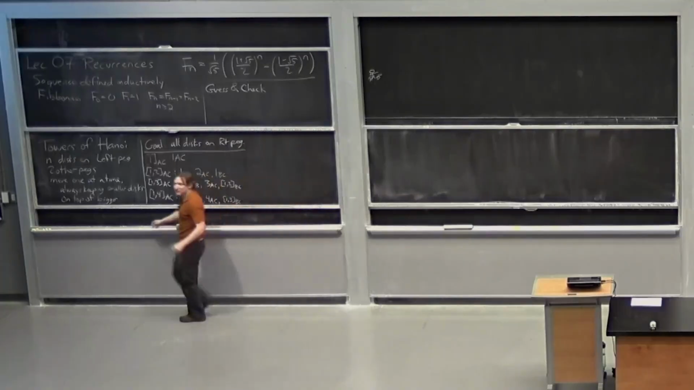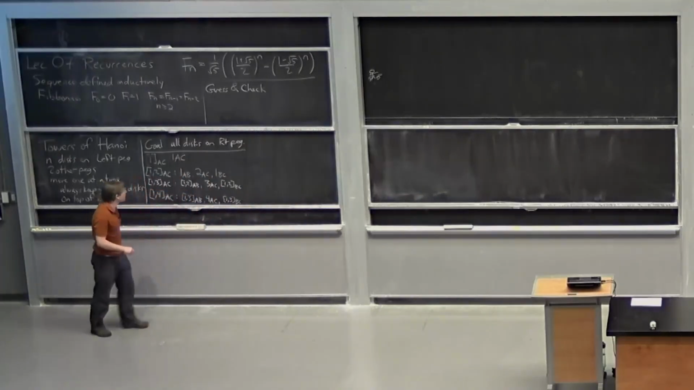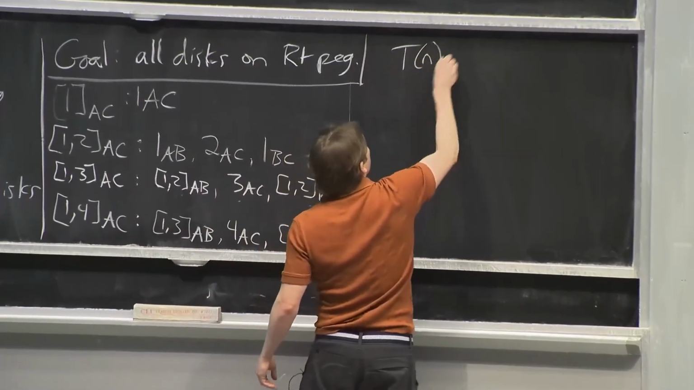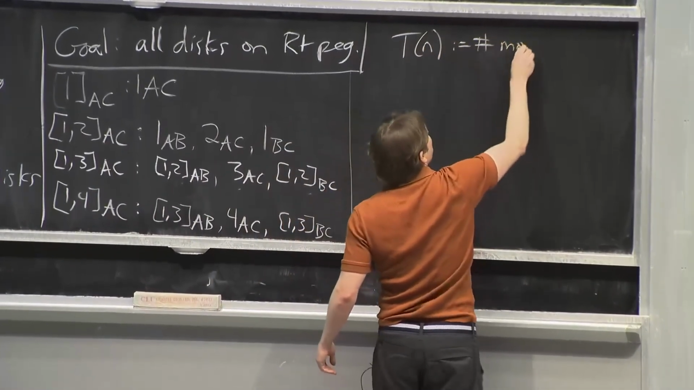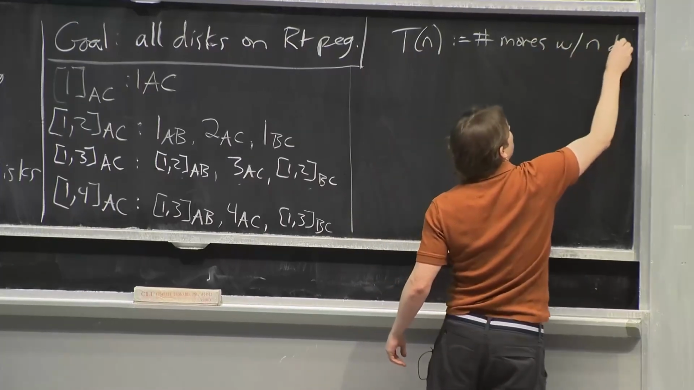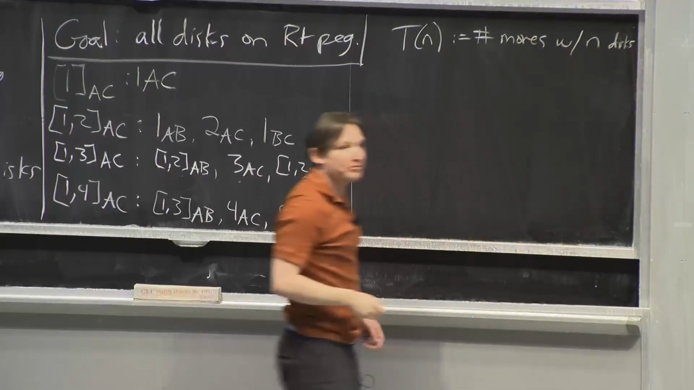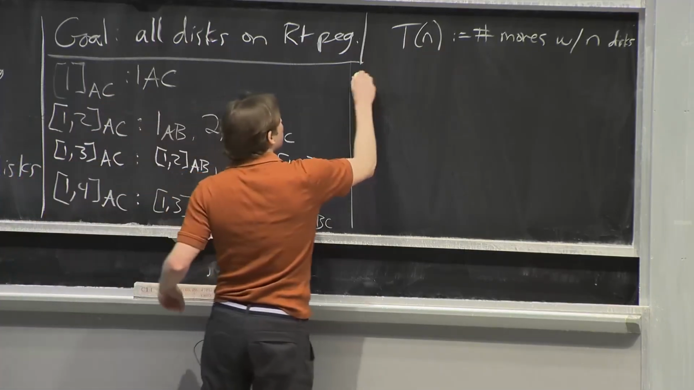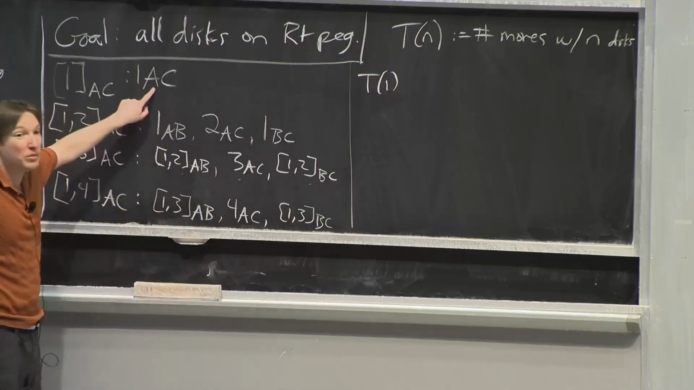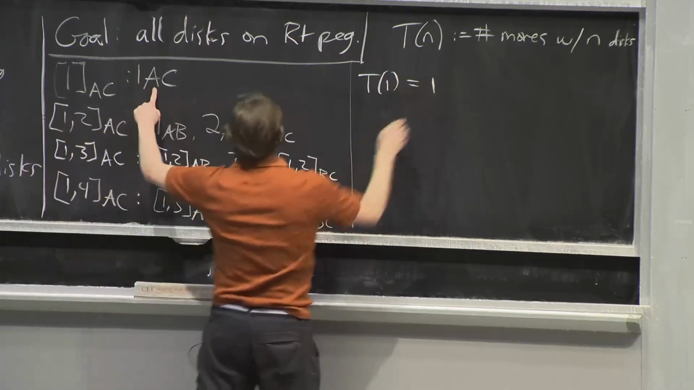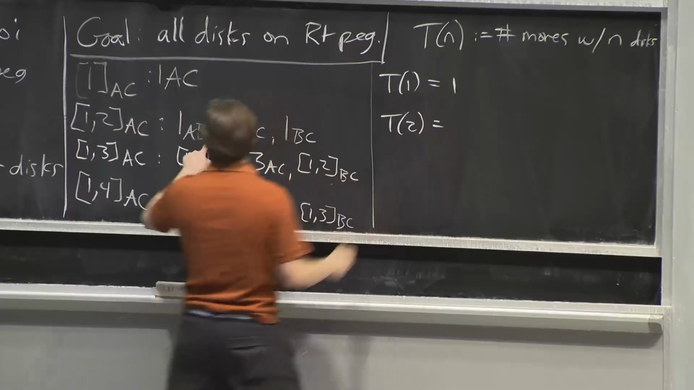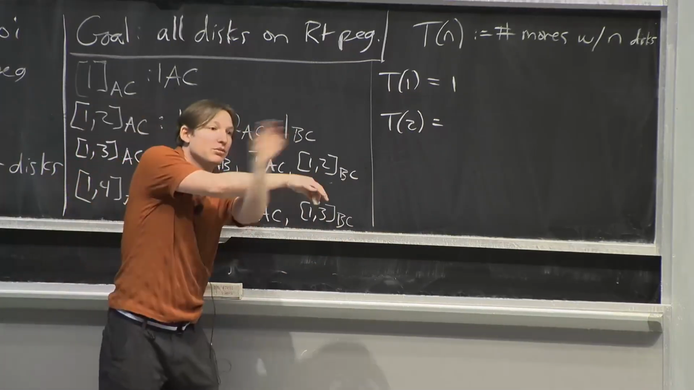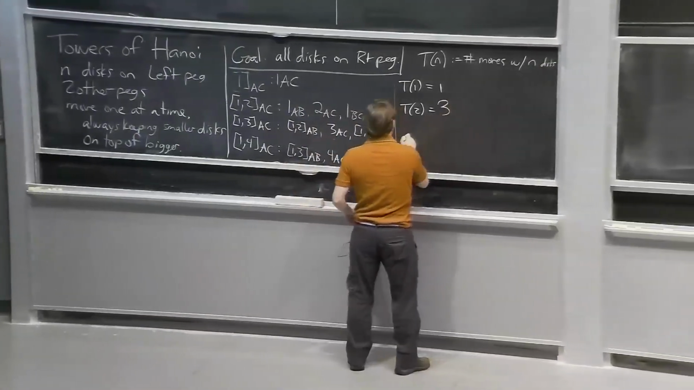OK, but how many moves does it take? Let's see if we can figure that out. So let's let t of n be the number of moves with n disks. And we want to figure out t of n somehow. So here, t of 1, if we're just moving one disk, we make one move. So t of 1 is 1. T of 2, well, t of 2 is written here. It's 1, 2, 3 moves. If we're moving 2 disks, we go 1, 2, 3. 3 moves. How about t of 3?